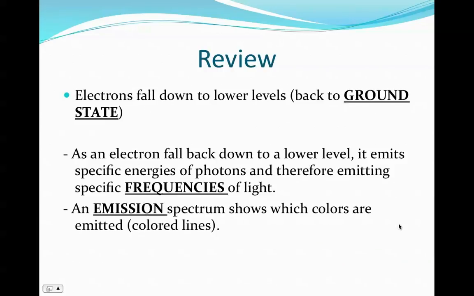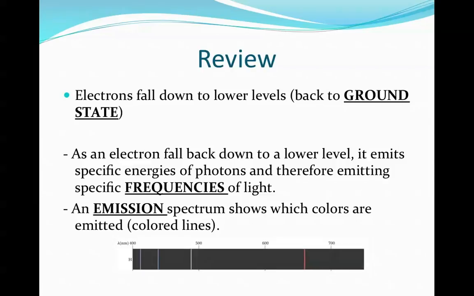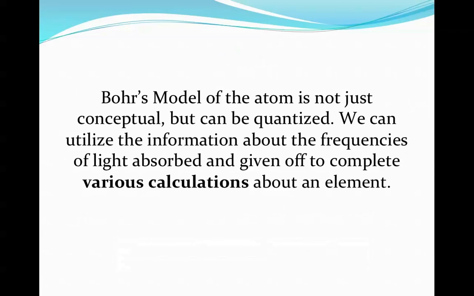Electrons can then fall back down. Remember, the excited state is unstable, so they fall back down to represent the ground state, and when that occurs, it emits those specific energies of photons or light particles, and therefore emitting specific frequencies of light. An emission spectrum then shows which colors are emitted with those color lines, and in a lab this week we'll be looking at those more closely.